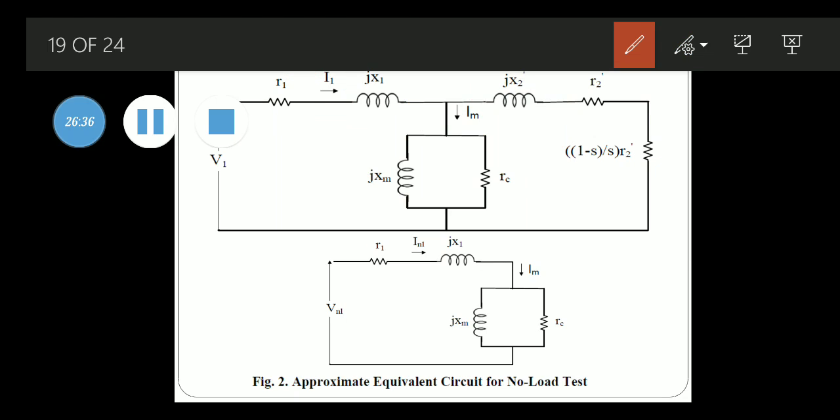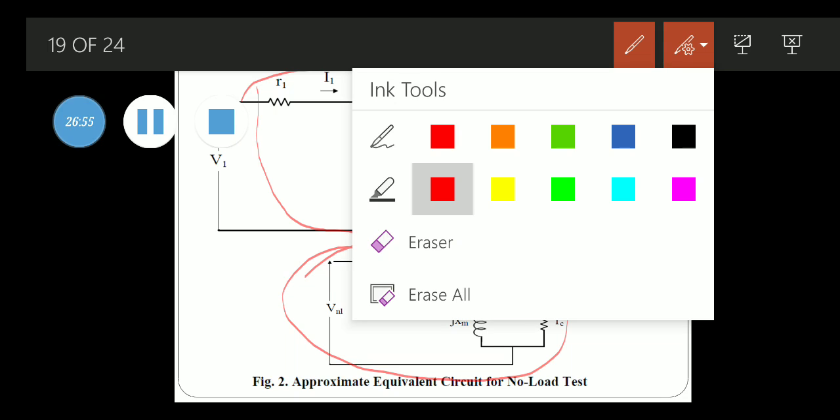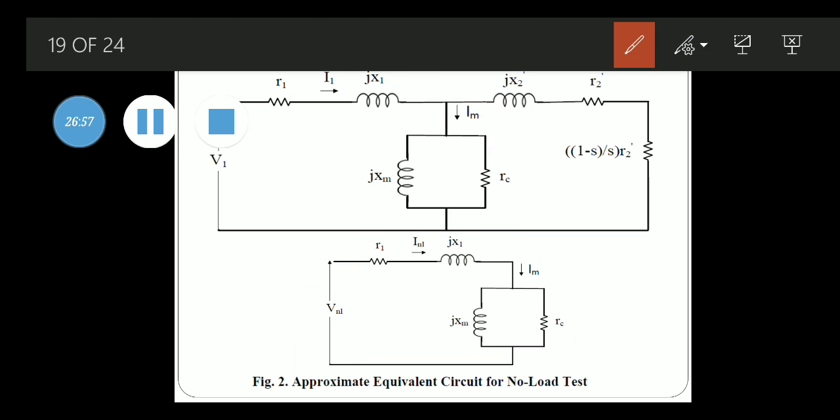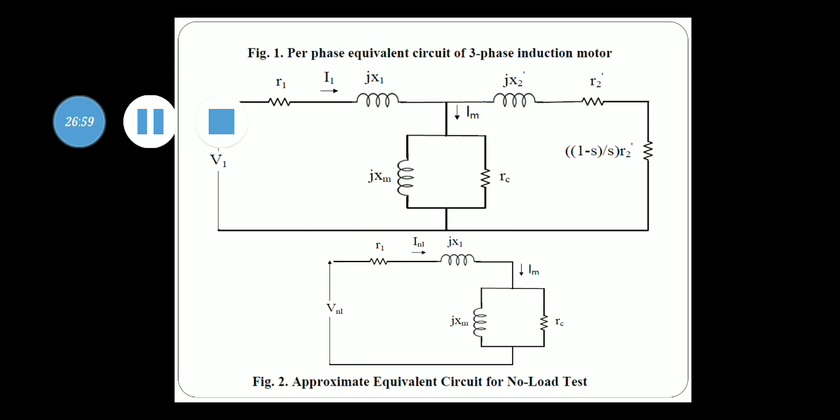Now let us consider the approximate equivalent circuit for the no load test. For the no load test, we consider only the stator components, only this much. So this is given here. This is the approximate equivalent circuit for the no load test, and all these components we are supposed to calculate.